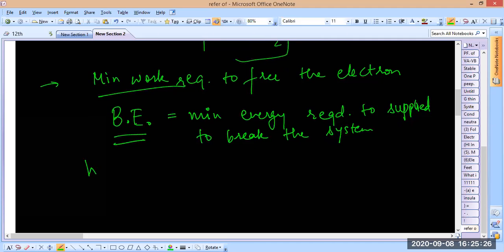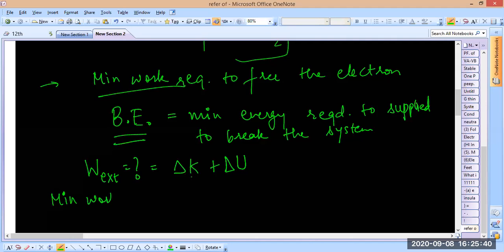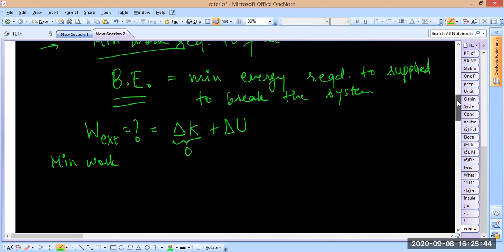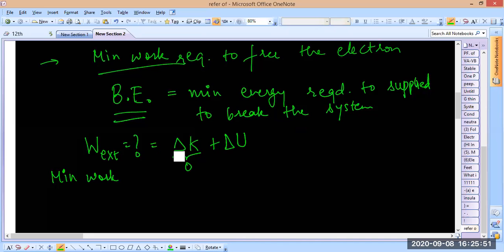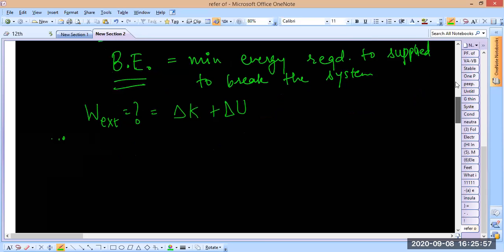Here I can do it like this. See, we want to find out how much is the external work to separate everything. So that is obviously equal to delta K plus delta U. But we want to find the minimum work. So if you want to find the minimum work, you should put delta K as equal to 0. Okay, or actually even worse, you should put final kinetic. Sorry, just a minute. I'll just take it back. See, this is how it is going to turn out.